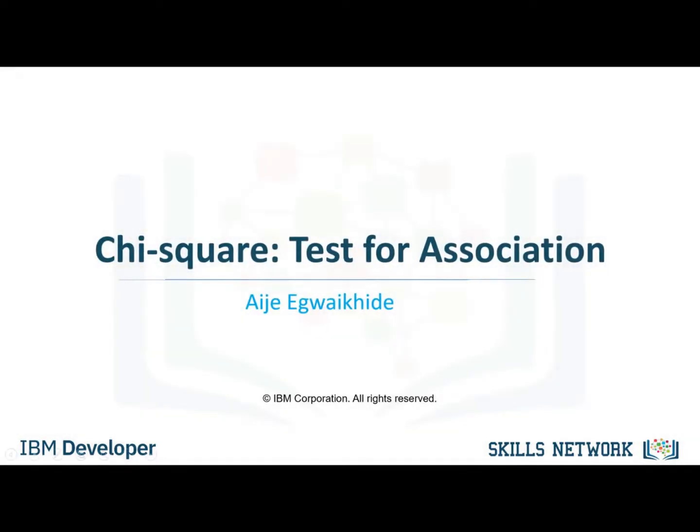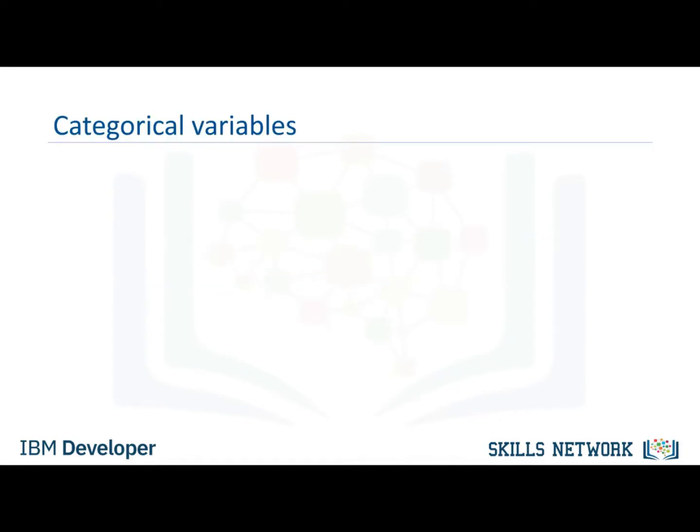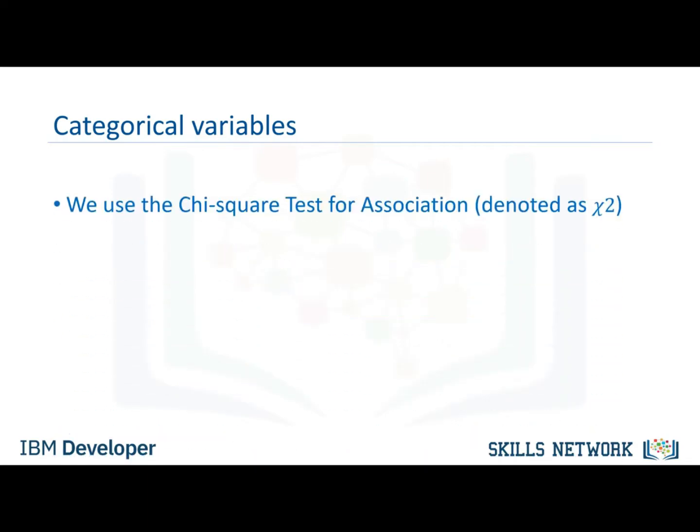In this video, we will learn how to find out if there is a relationship between two categorical variables. When dealing with the relationships between two categorical variables, we can't use the same correlation method for continuous variables. We will have to employ the use of the chi-square test for association.